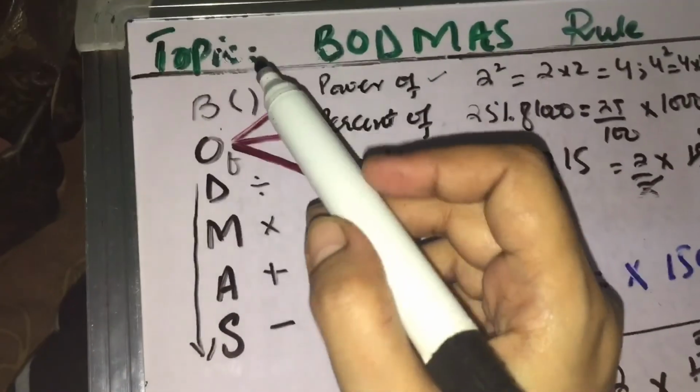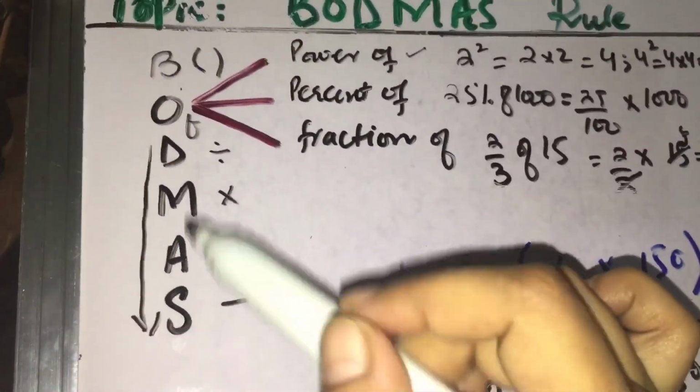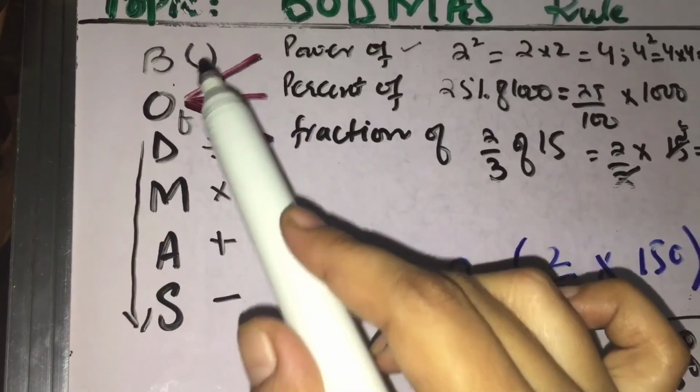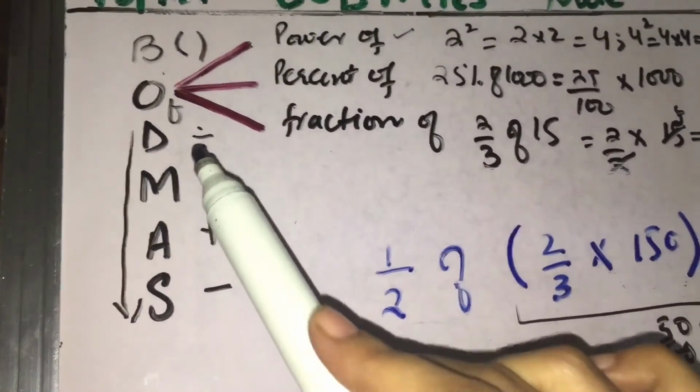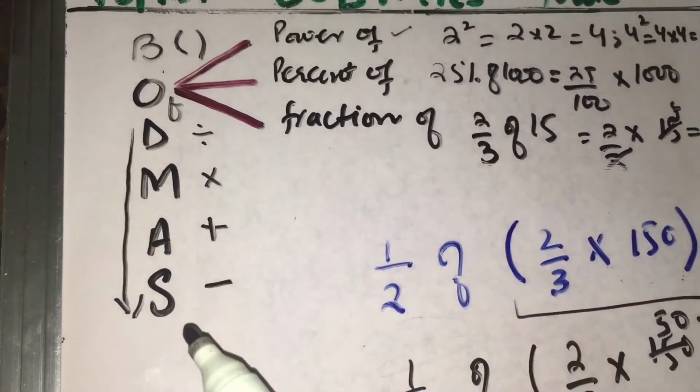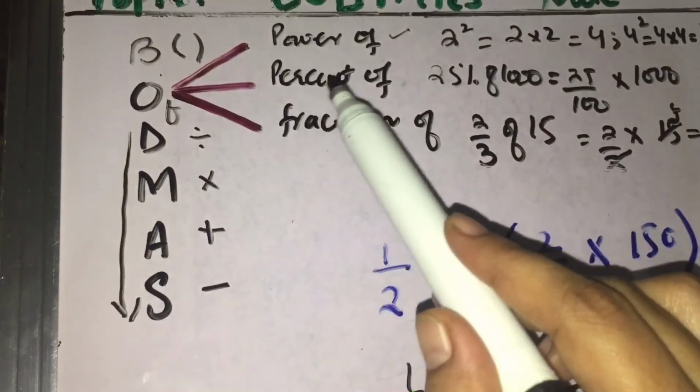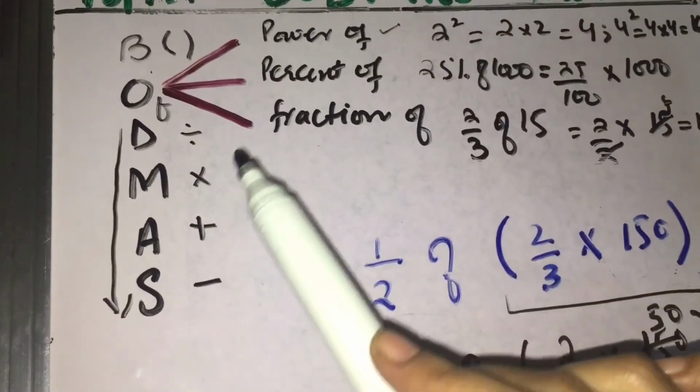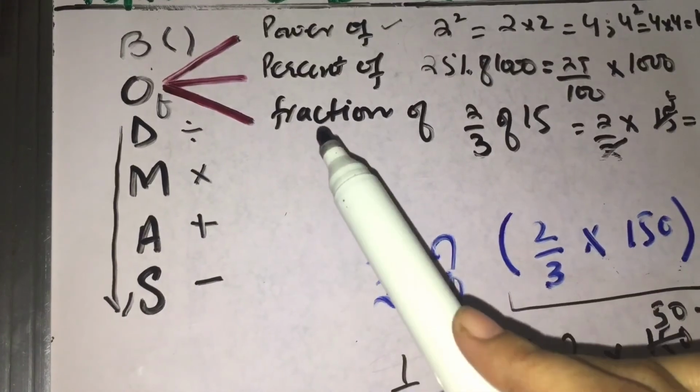So what does BODMAS say? BODMAS says bracket, of, divide, multiply, addition, subtraction. And of means either it is power of, percent of, or fraction of.